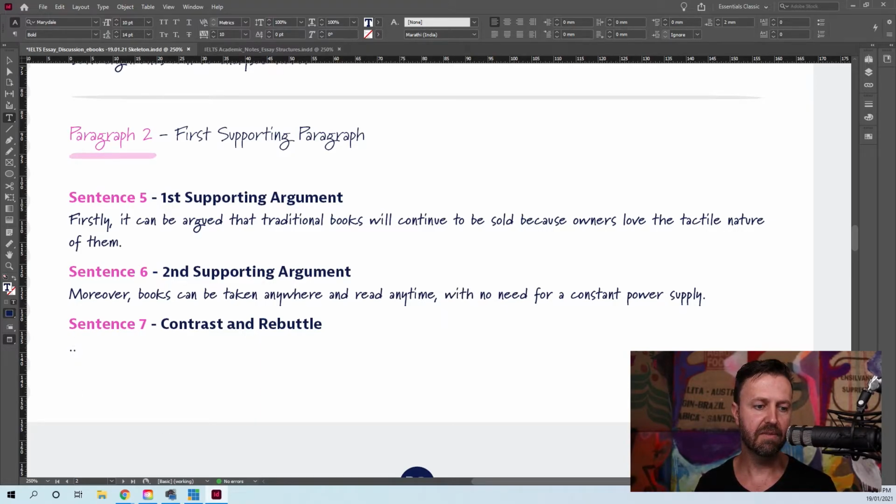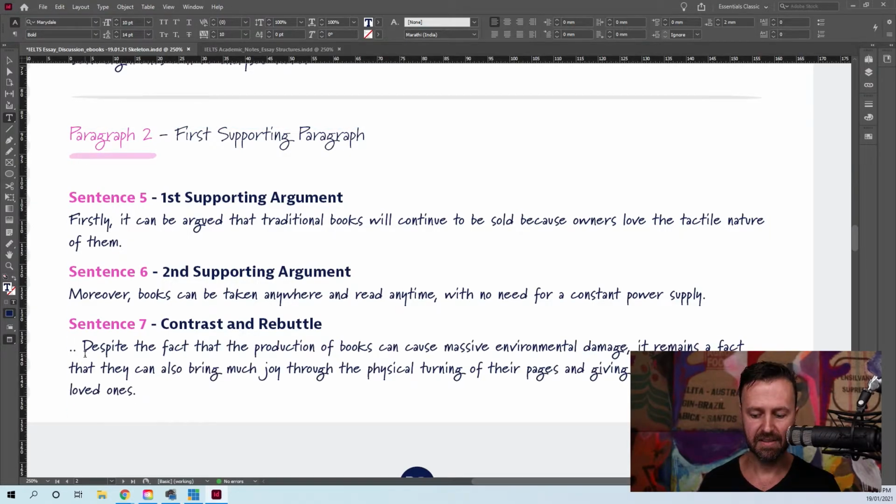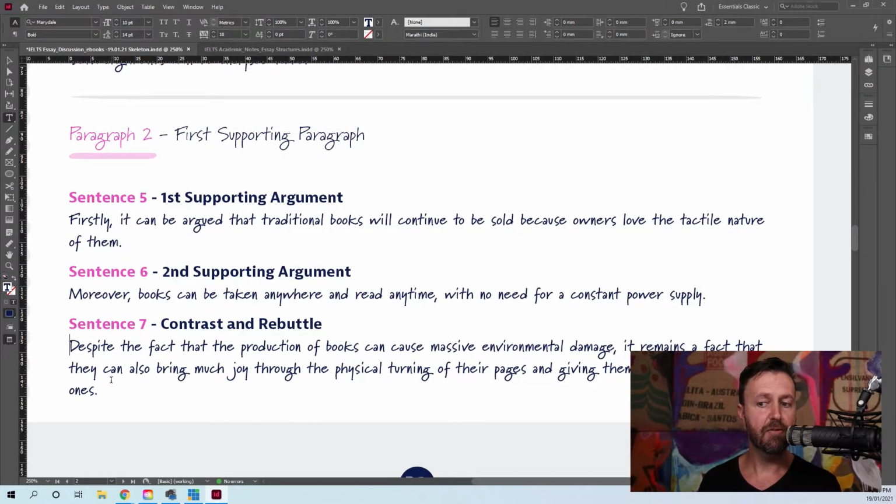Our third and last sentence for this paragraph is a contrast. Remember the contrast where we said, yeah, but? That's going to be right here. Okay, so here's the sentence. Despite the fact that, so this is the structure, despite the fact that the production of books can cause massive environmental damage, it remains a fact that they can also bring much joy through the physical turning of their pages and giving them as gifts to loved ones.